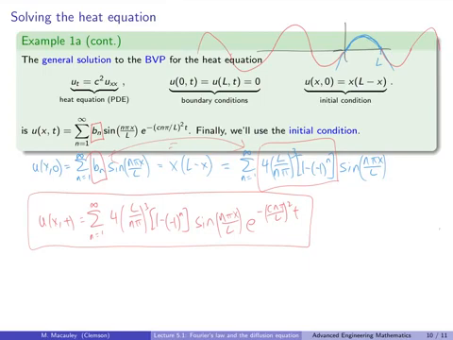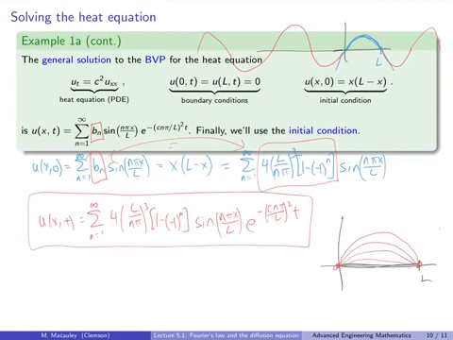Now let me say a word about what this represents physically. So we have this bar of length L. And at the left endpoint, the temperature is 0. And initially, the temperature is this parabola. So as time goes on, that parabola dies out, like this.